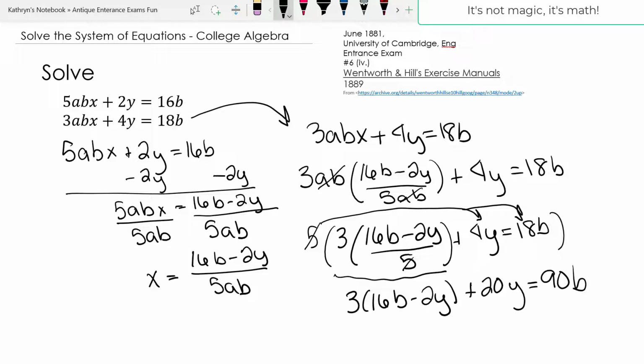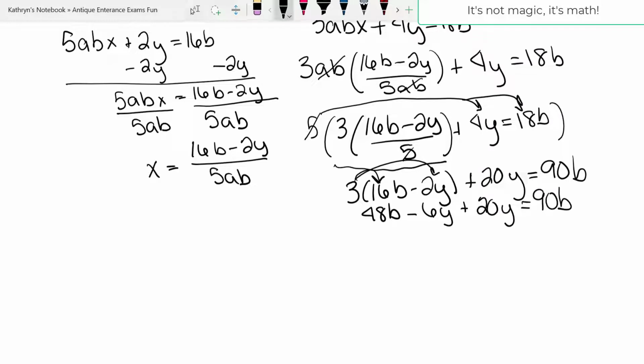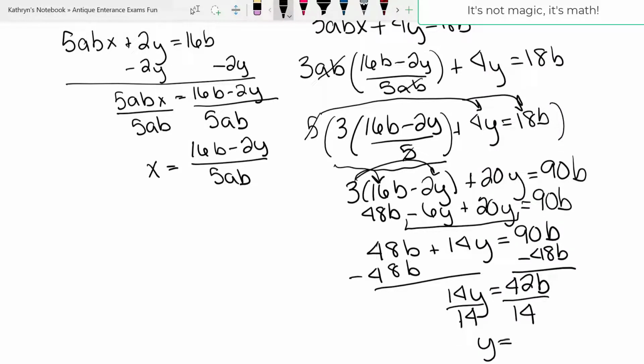Now I'm going to distribute my 3. So 3 times 16 is 48b. 3 times negative 2y is minus 6y plus 20y equals 90b. I'm going to give myself some more room here. When I look at this, I see that I have like terms. So let's put those together. 48b plus 14y equals 90b. We want to get y by itself. So I'm going to subtract 48b from both sides. We have 14y equals 90b minus 48b is 42b. I still want to get y by itself, so I'm going to divide by 14. So y equals 3b.